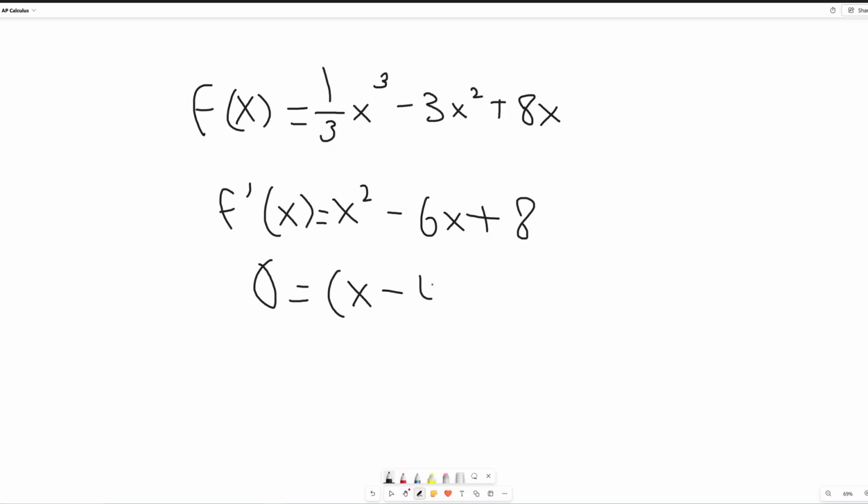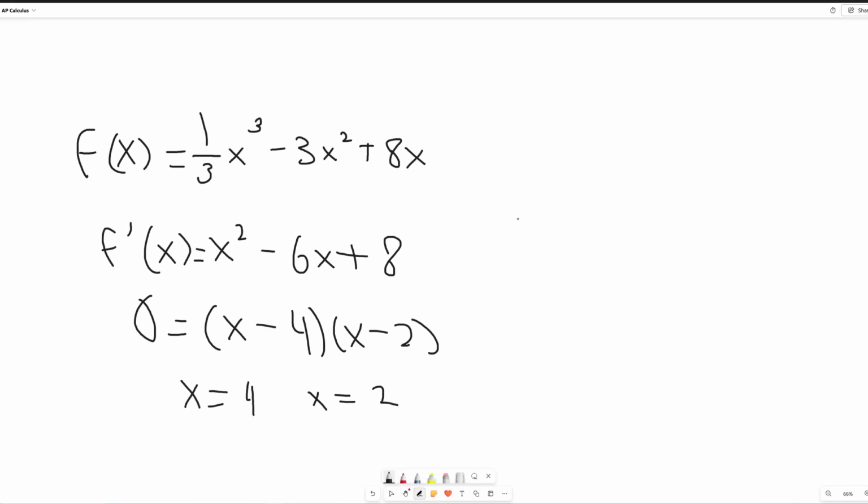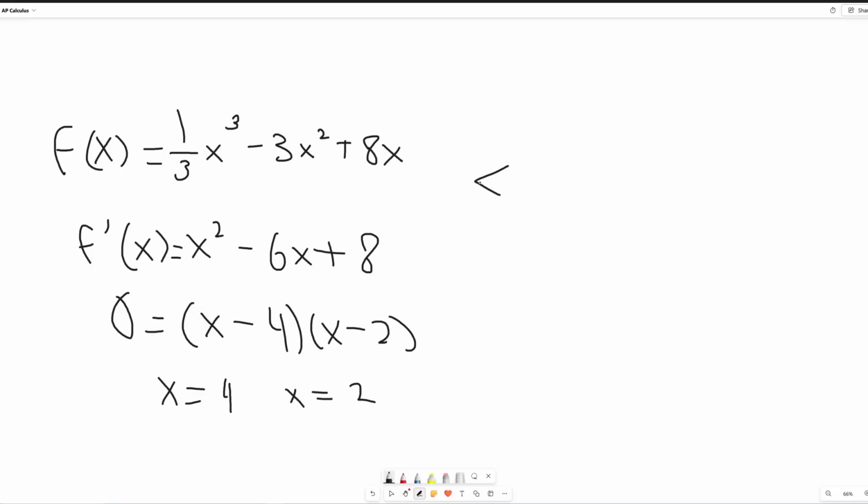Equals, I'm going to factor it right here. This is the same as this. And then we find our critical points are at x equals 4, x equals 2. So let's create our number line here, our sign chart, with 2 on it and 4 on it.